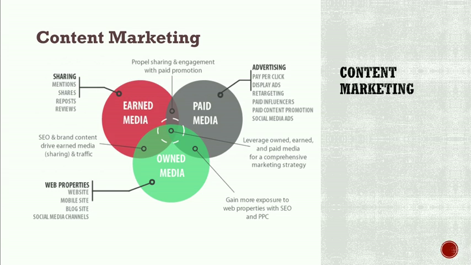And our third category is owned media. This includes your company website, your mobile site, your blog site, and your social media channels. Your company controls the type, volume, and frequency of your content and your posts. This is also known as content broadcasting.